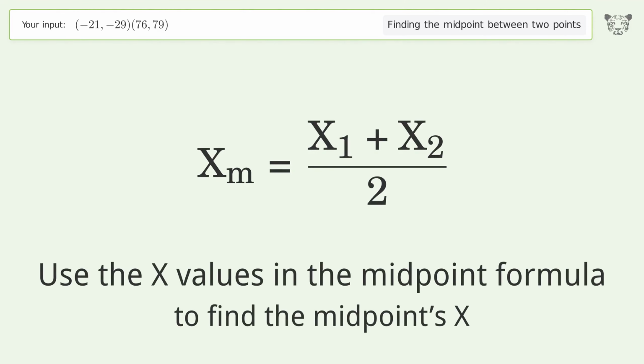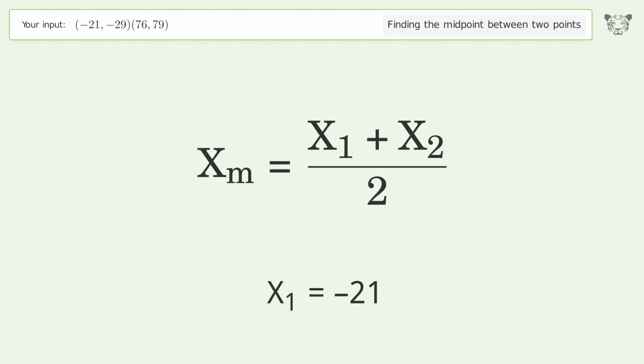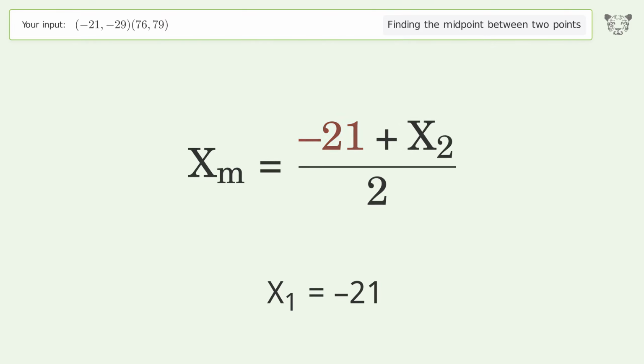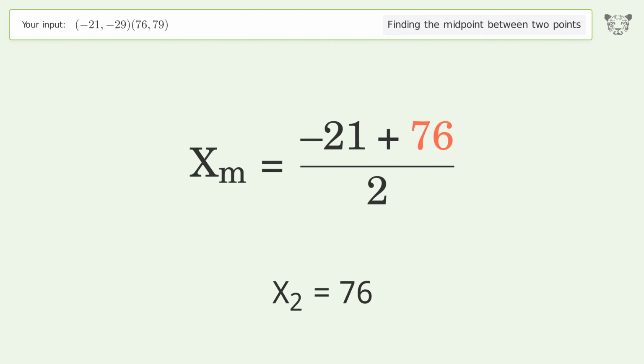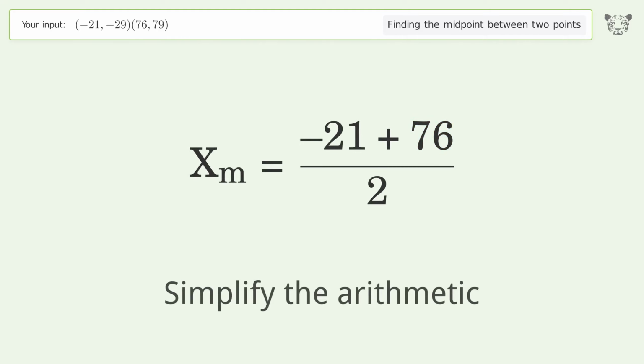Use the x values in the midpoint formula to find the midpoints x. x1 equals negative 21. x2 equals 76. Simplify the arithmetic.